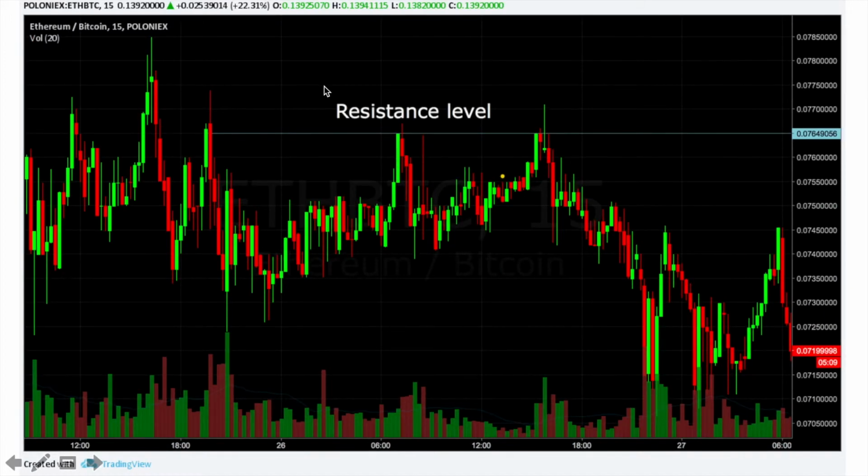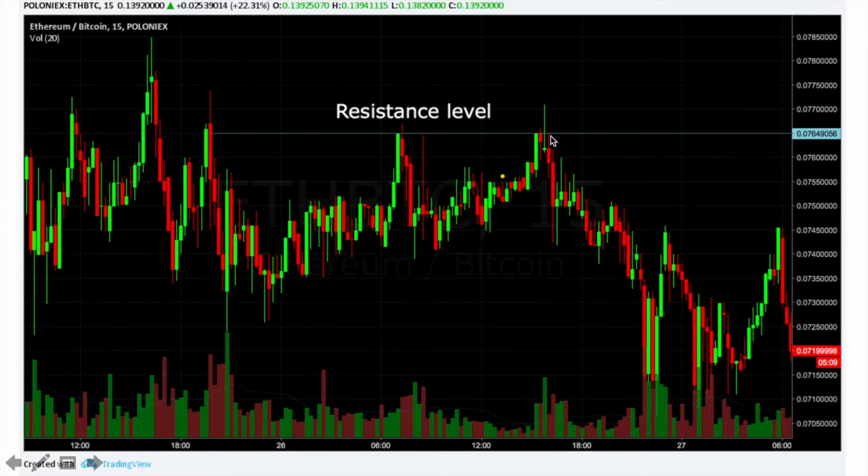Now let's go to resistance. Resistance is a level at which selling is thought to be strong enough to prevent price from rising further. As you see, price cannot break this level for quite a long period of time.